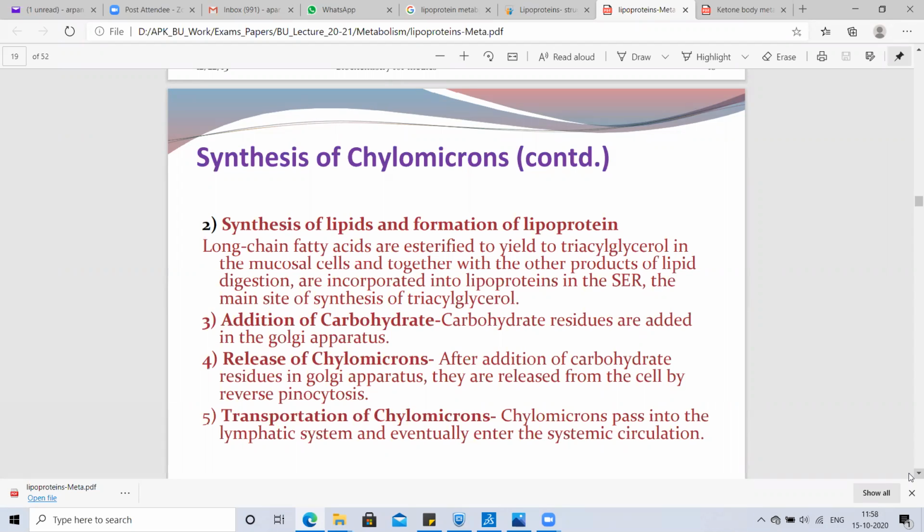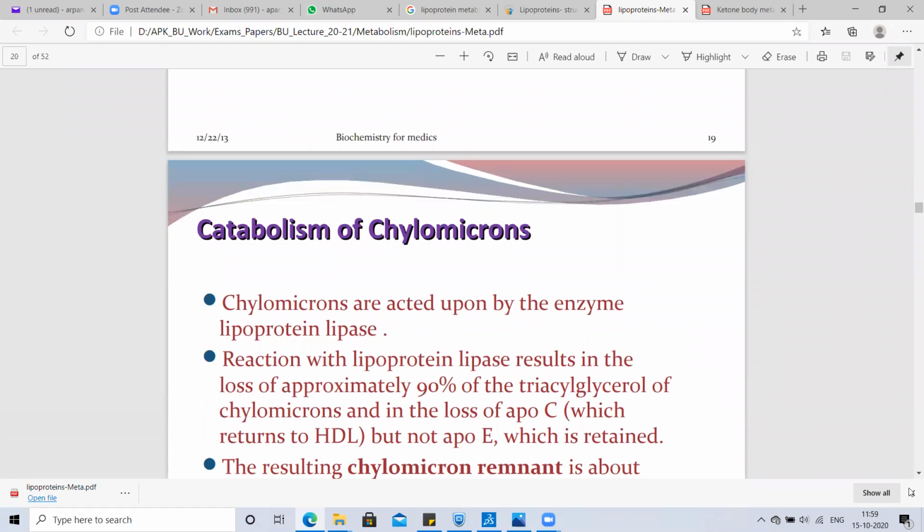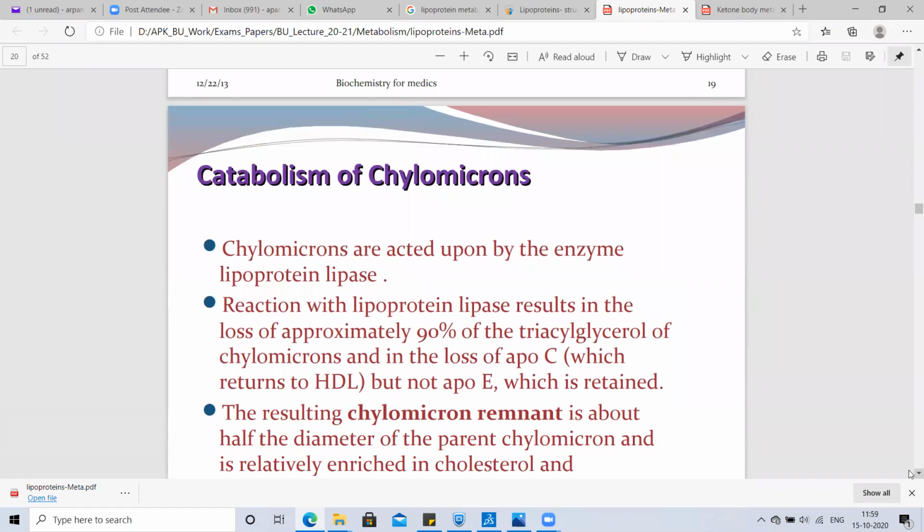Transportation of chylomicrons leads to the passage of these chylomicrons into the lymphatic system, and eventually they enter the systemic circulation. How do these chylomicrons get catabolized?